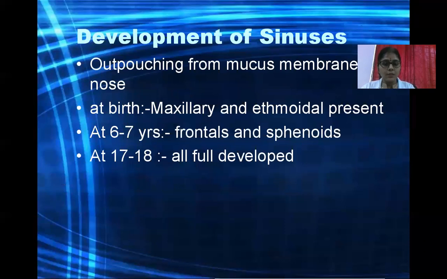Now coming to the development of sinuses, they actually develop from the outpouching of the mucous membrane of the nose. At birth, only the maxillary and ethmoid sinuses are present. And at the age of 6 years, your frontal and sphenoid sinuses will develop, and all the sinuses attain their full size by 17 or 18 years.